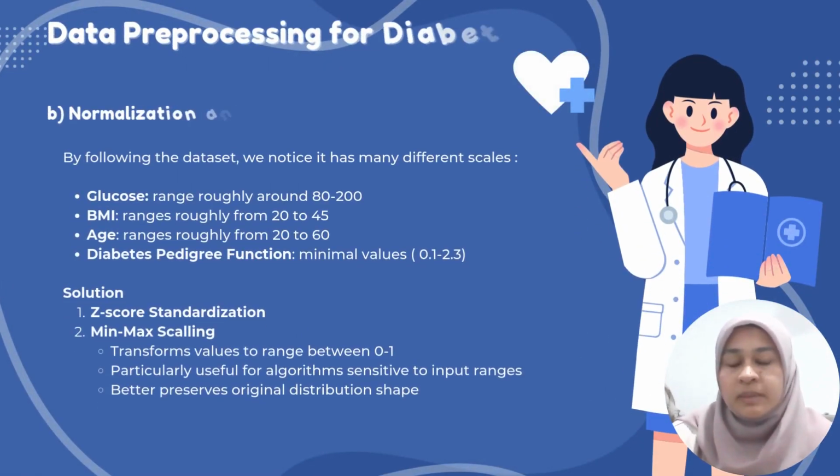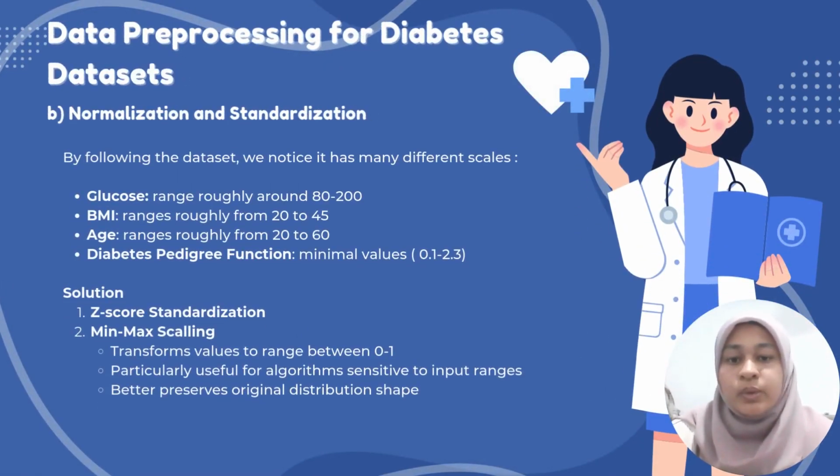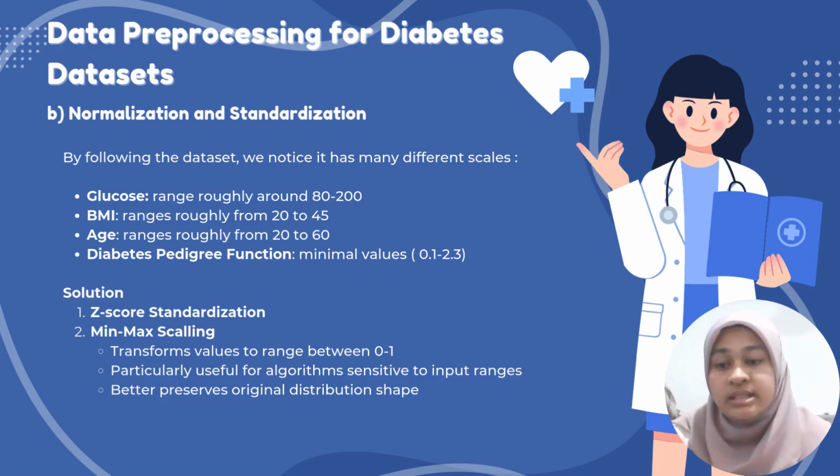The second one is normalization and standardization. We noticed the features have many different scales, like glucose ranging around 18 to 200, BMI ranging from 20 to 45, age ranging from 20 to 16 years old, and diabetes pedigree function, with values from 0.1 to 2.3. So, we apply Z-score standardization and min-max scaling to bring all features to a comparable range.